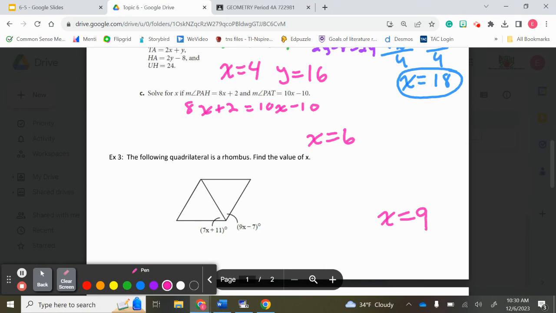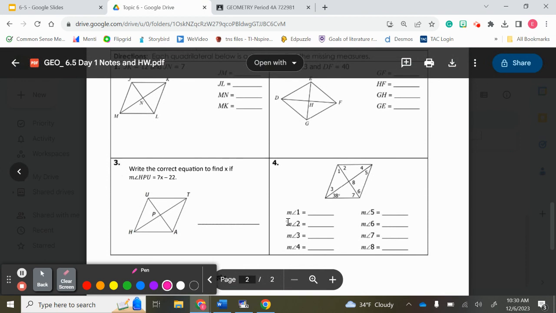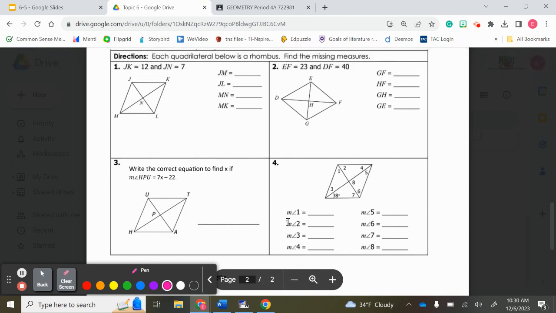We okay? All right, check out the backside. That's your homework. The other page. Sorry, it was supposed to be double-sided. All right, and then tomorrow we will go over rectangles and squares, so be prepared.